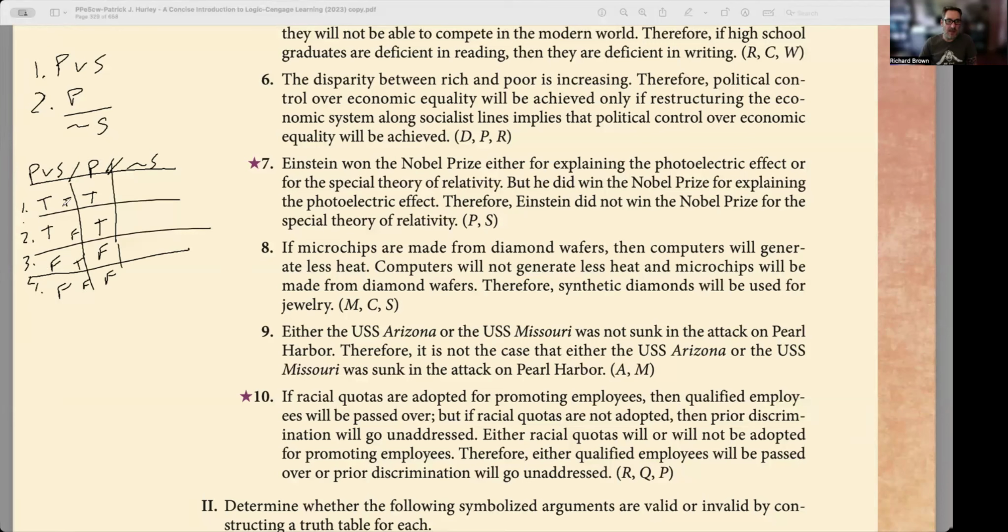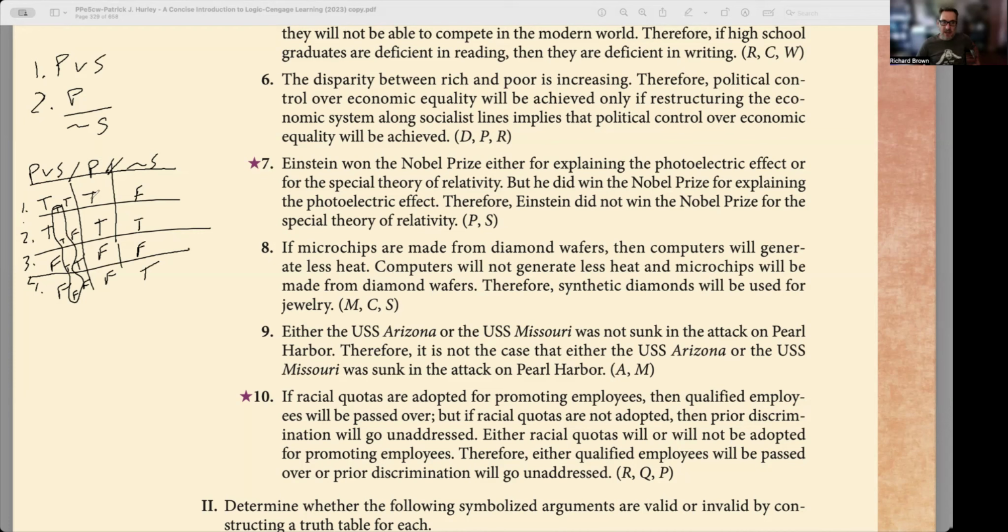Then we compute the truth values in here. So this is going to be true, true, true, false. And then tilde S is just going to reverse the S values. So false, true, false, true. So now we've constructed the truth table. Now we must inspect the truth table. And when we inspect the truth table, what we're going to do is check every line that the premises are both true and see if the conclusion is false.